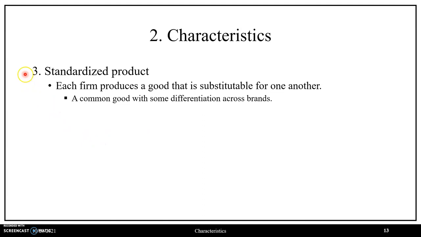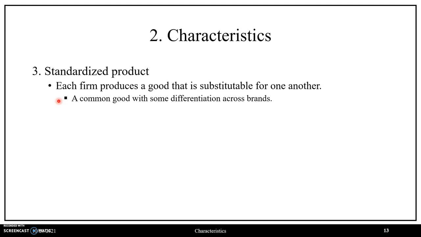In terms of our third assumption, a standardized product, this is a relaxation of our perfect competition assumption of an identical good. With a standardized product, each firm produces a good that is substitutable for one another, in that it's a common good with differentiation across brands, where this differentiation can be in features. This then allows for some differences in the production process, given different features, so different things need to be produced using a different combination of labor and capital, which then also means some variance in the cost structure across these firms as well.